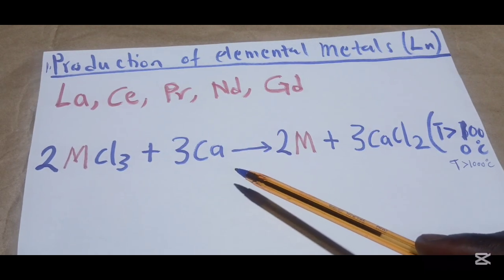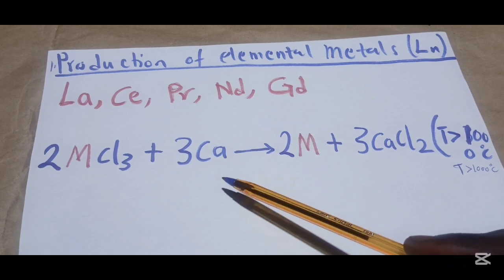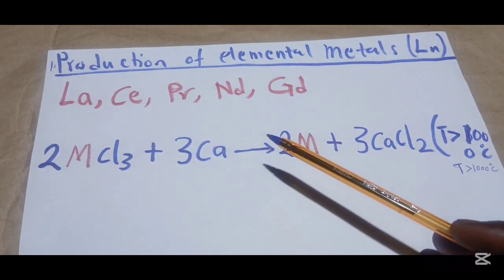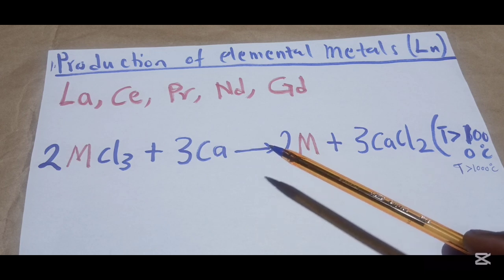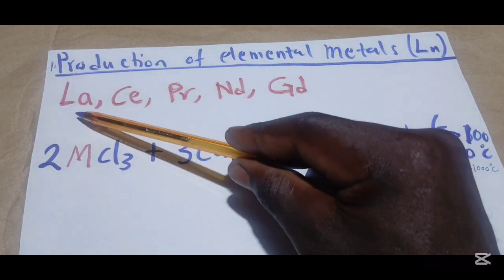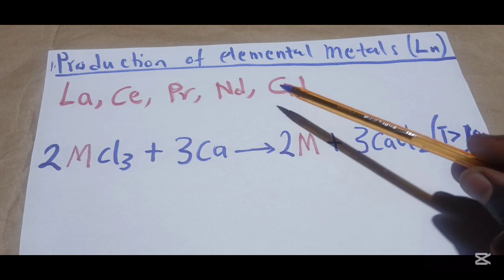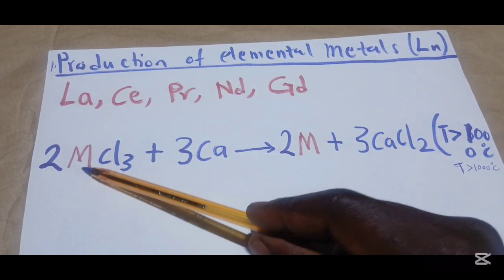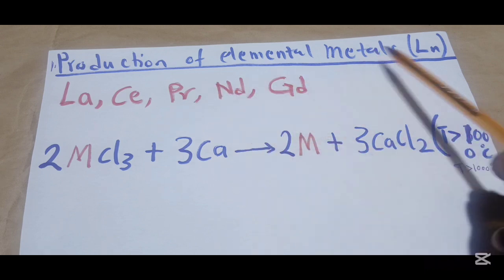So in your exams, your professor might decide to bring a couple of those elements and ask you to show how they are produced elementally. So you should know that as far as one of these elements is part of those, you should use this equation. Wherever you see M, you replace it by the given element.